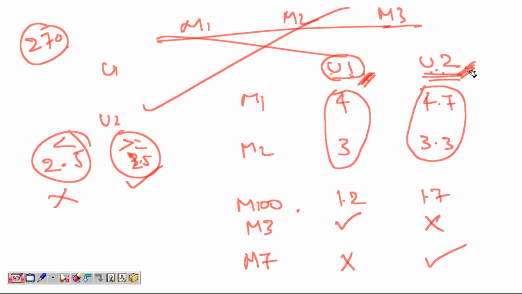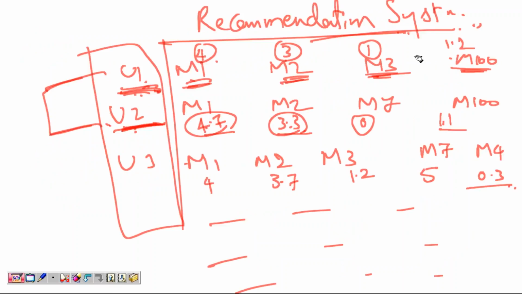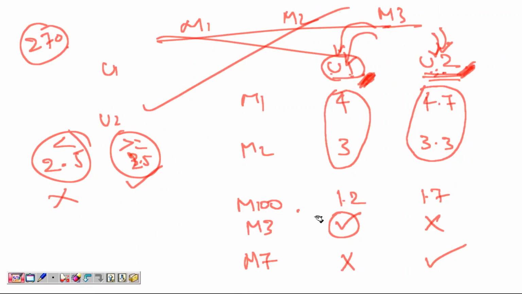But user 1 and user 2's likes, tastes and preferences are the same. That means whatever he is liking, he is also liking. Whatever he is disliking, he is also disliking. This kind of basic understanding we can do. Think that movie 3 was seen and he has given a 4 rating. That means movie 3 is liked by user 1 or not?